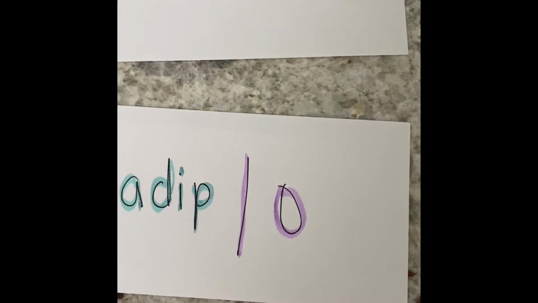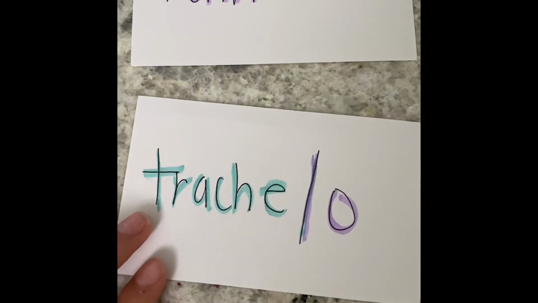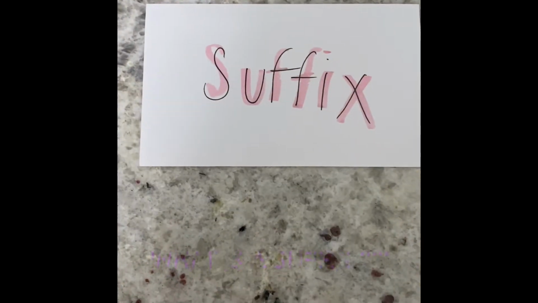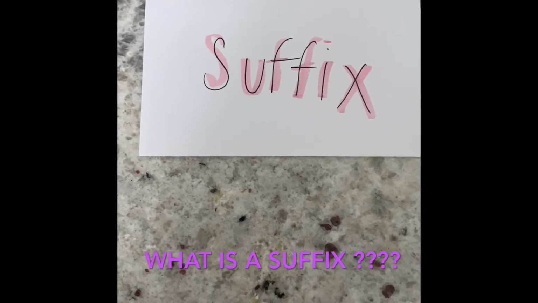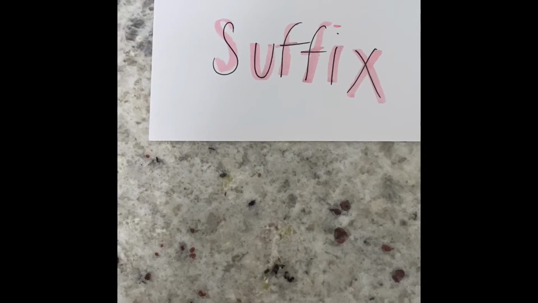Another example of a combining form is adipo. Adipo is defined as fat. My last example would be tracheo, which means trachea. Let's then move on to suffixes, which means the end of a word in all medical terms.